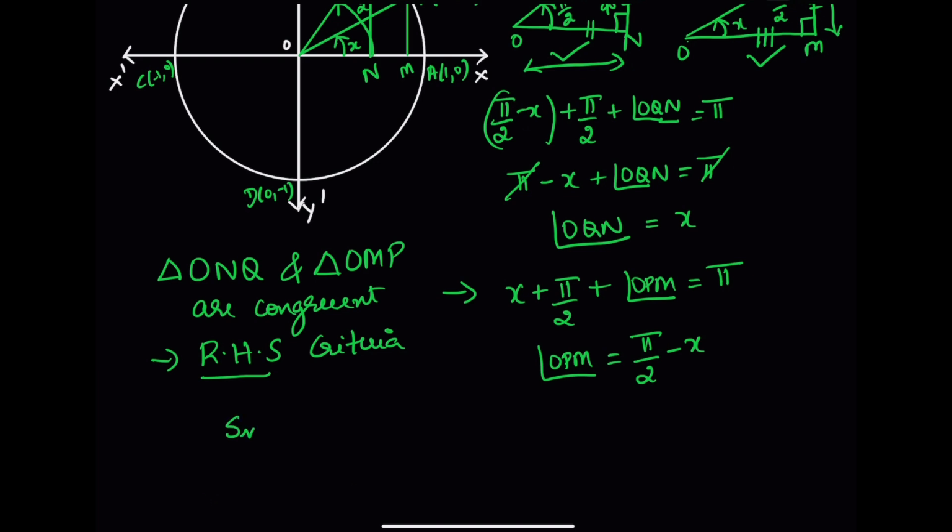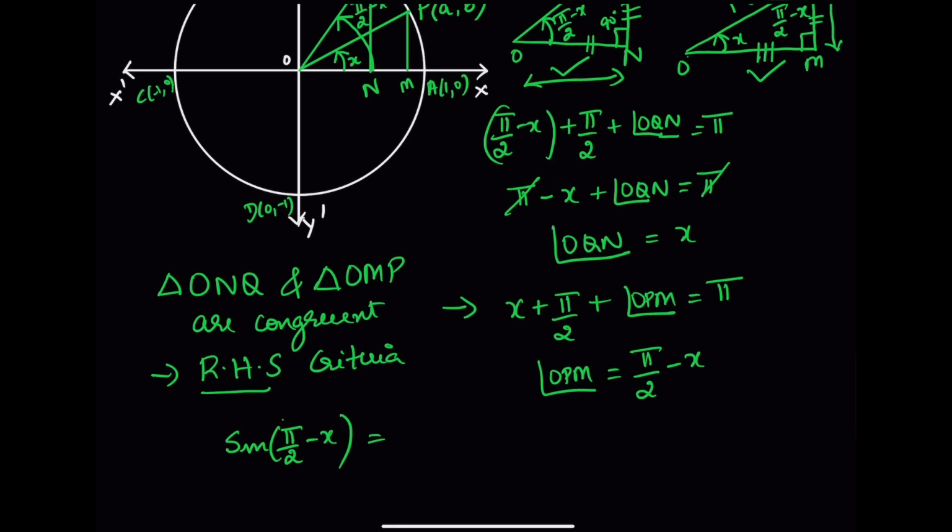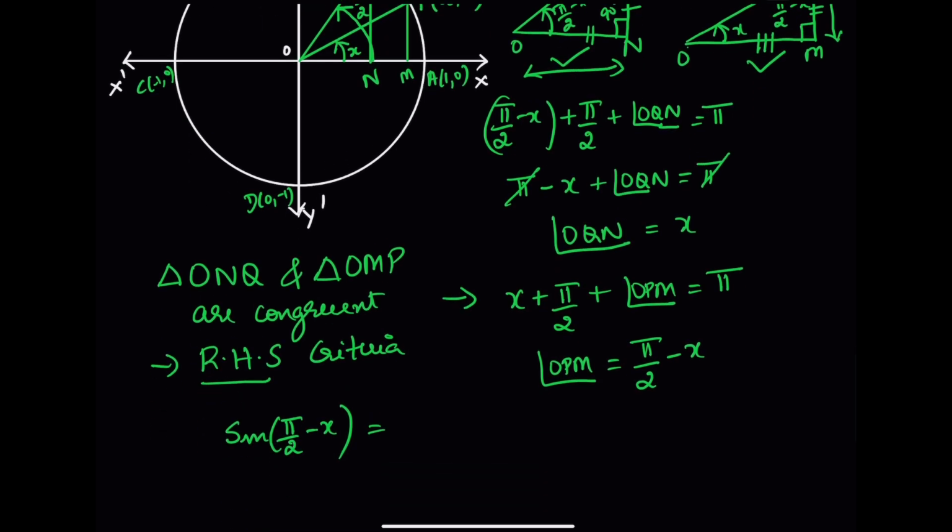So now if Q is B comma A, let us apply this to sine of pi by 2 minus x. So sine was the y coordinate. Now it has changed to the x coordinate. So this will be cos of x. Similarly, cos of pi by 2 minus x, which was the x coordinate, has changed to the y coordinate. So when pi by 2 minus x is the angle, sine changes to cos and cos changes to sine.